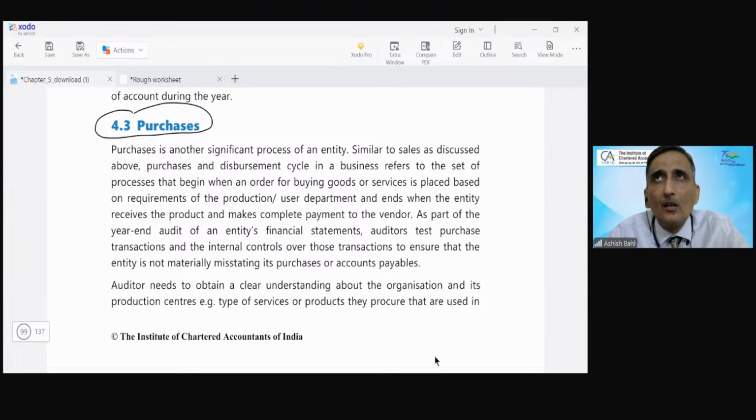So one can test check a few descriptions in the gate register and correlate them with the various purchase bills which the company has booked during the course of the year. Any other procedures? Yes, guys, you can make 5-10 such procedures.